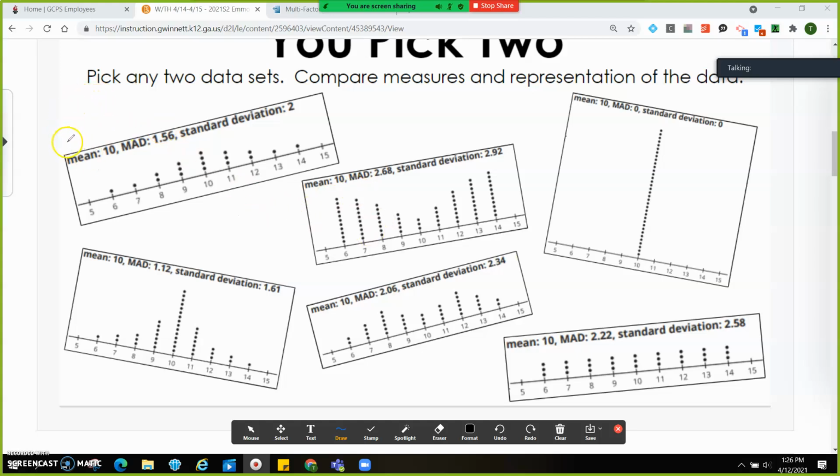So a couple of things, all of the measures are up at the top. Mean is going to be the average of your data set. So you're going to take all of your points or all of the numbers, add them up, and then divide by how many there are.